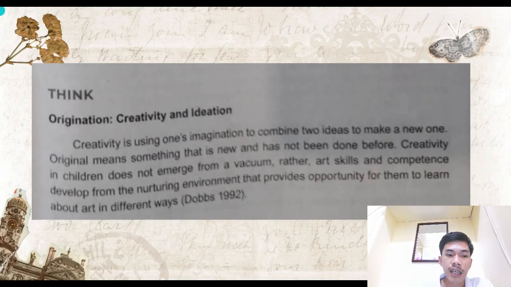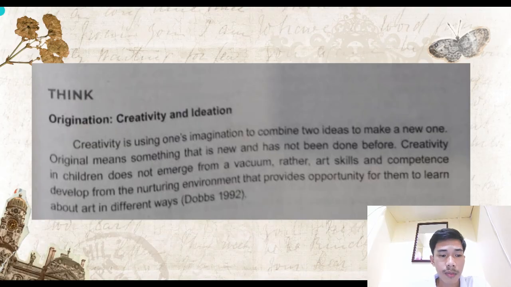Next is origination, creativity, and ideation. Creativity is using one's imagination to combine two ideas to make a new one. Original means something that is new and has not been done before. Creativity in children does not emerge from a vacuum; rather, art skills and competence develop from a nurturing environment that provides opportunity for them to learn about art in different ways.